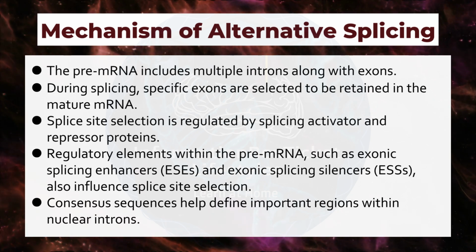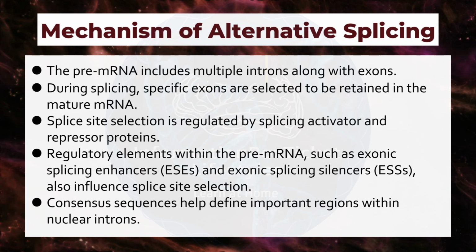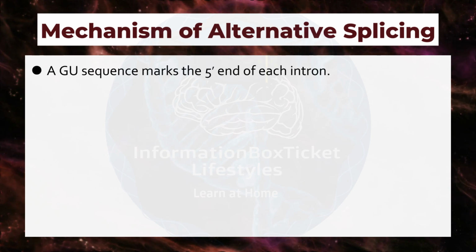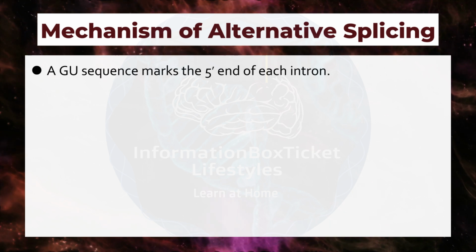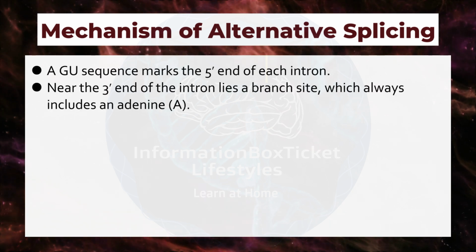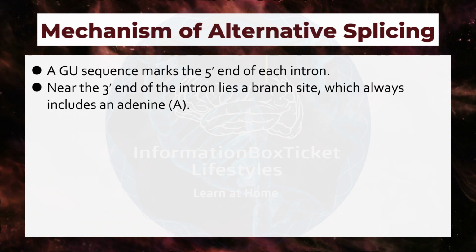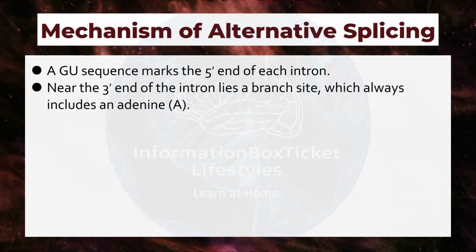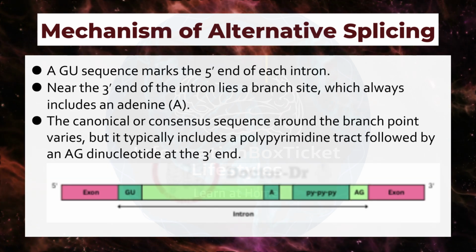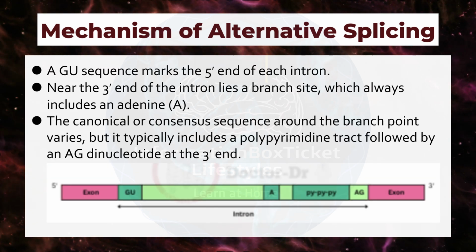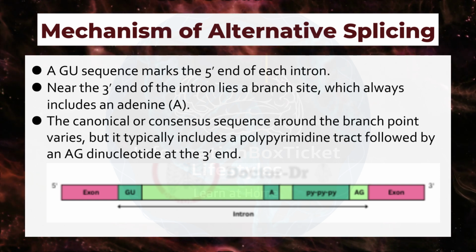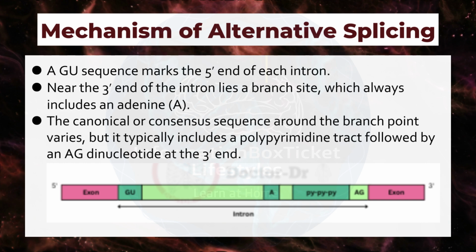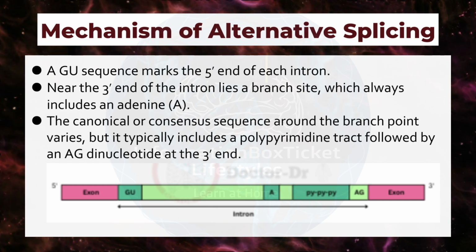Consensus sequences help define important regions within nuclear introns. A GU sequence marks the 5' end of each intron. Near the 3' end of the intron lies a branch site, which always includes an adenine. The canonical or consensus sequence around the branch point varies, but it typically includes a polypyrimidine tract, followed by an AG dinucleotide at the 3' end.